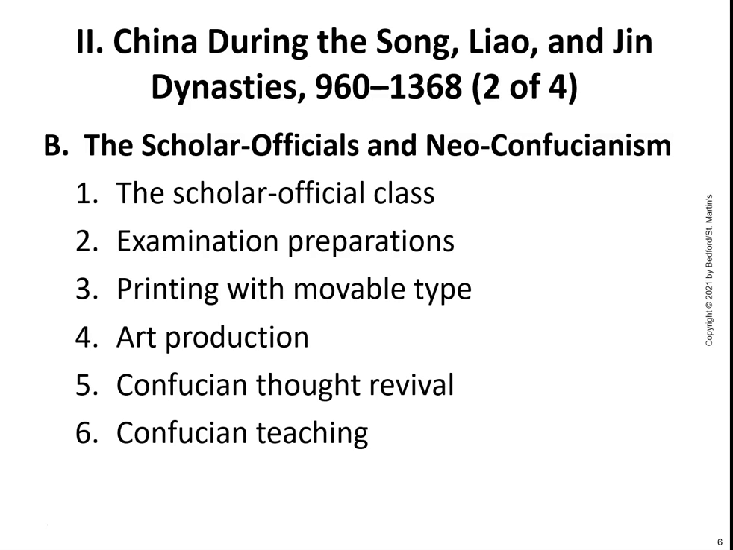The scholar official class was certified through an extensive examination system that was based on competitive writing. Examination preparations included memorizing classics to the point of knowing even the most obscure passages. Printing with movable type helped to increase the number of better educated elite when printing lowered the price of books. The educated members of society produced love songs, histories, artistic calligraphy, and paintings of landscapes.